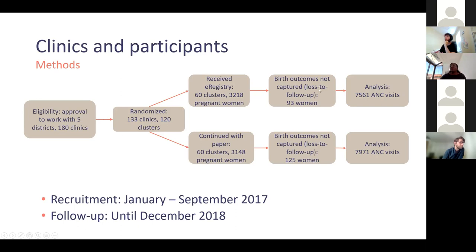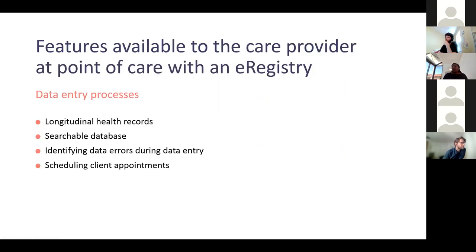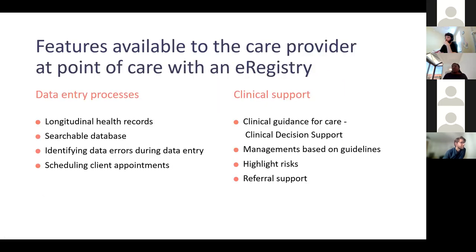And we eventually, through this process, analyzed over 7,000 ANC visits in each arm. So we had an arm that had the e-registry and an arm that just continued with paper. So we were looking at these features that we were providing to the e-registry section.